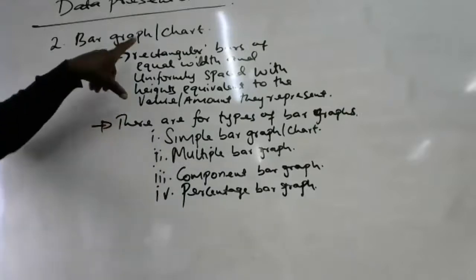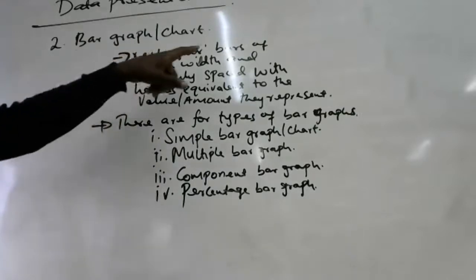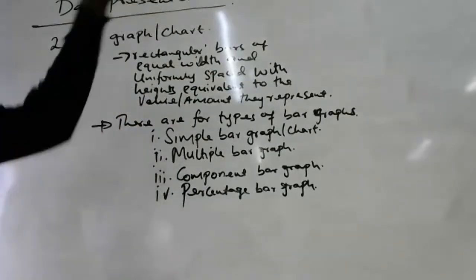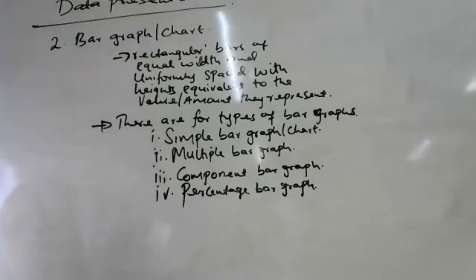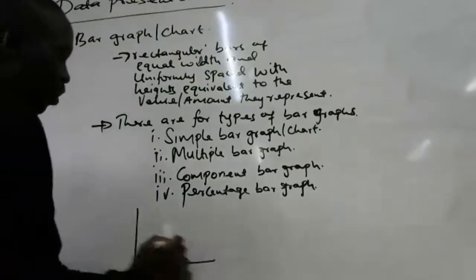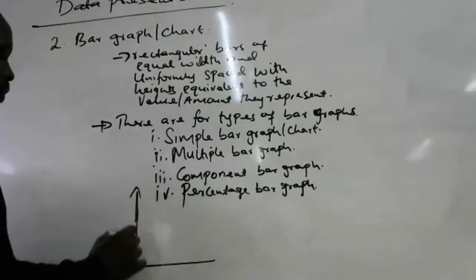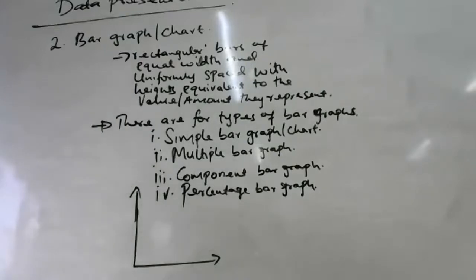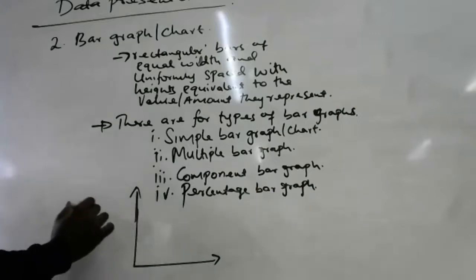But remember, they must fulfill this condition. They must be rectangular bars of equal width, uniformly spaced, but the heights are not equal. It depends on the value they represent. So the first thing, if you draw your bar graph, before we go to the real demonstration: on the x-axis, we normally have the values that you cannot measure, or qualitative aspects. It can be maybe the age, or years, and here maybe we talk about the production.